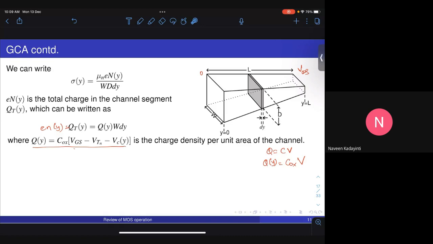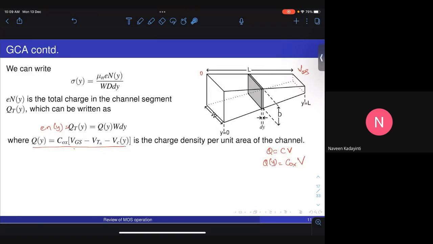We did this because we can easily write an expression for the density of charge carriers in terms of capacitance and the voltage across the channel. So the voltage across the channel is VGS minus VTN minus VC of y. This is because before VGS minus VT, there are no charge carriers. Charge carriers only get accumulated when VGS is greater than VT. And how much it is greater than VT, that is basically VGS minus VT minus VC of y.